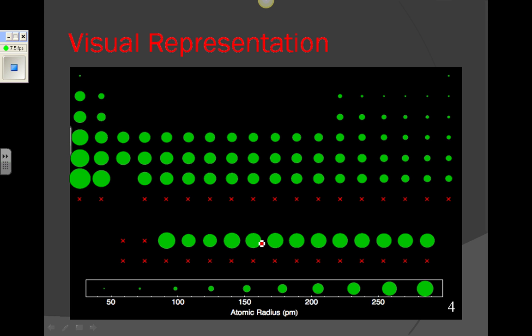Here's a visual representation of what the size of the atoms look like, and you can see as we go across a period that the atoms get smaller and smaller, and that as we go down a group, the atoms get bigger and bigger.